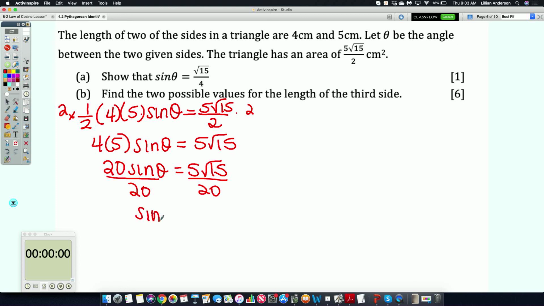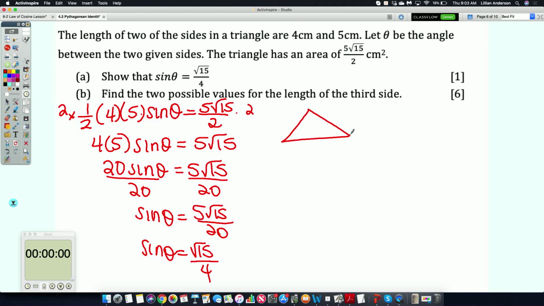And then sine theta is equal to 5 root 15 over 20, which can be reduced to the square root of 15 over 4. Okay? Now, it says find two possible values for the length of the third side. Well, you have two sides of a triangle, so you have 4 and 5. Now, if you're trying to find the third side, usually there's an angle involved, right? That you use the formula a squared equals b squared plus c squared minus 2bc cosine that angle, correct?